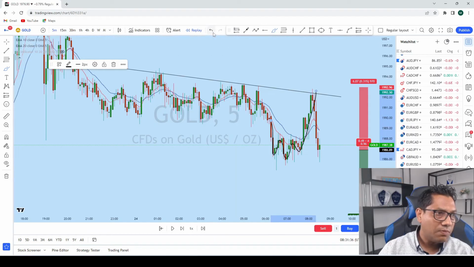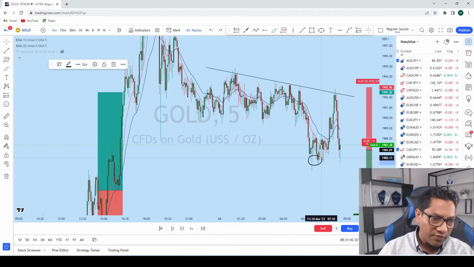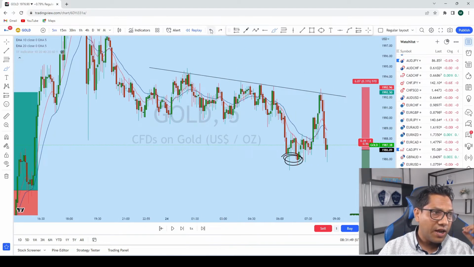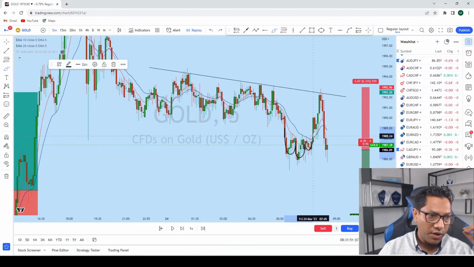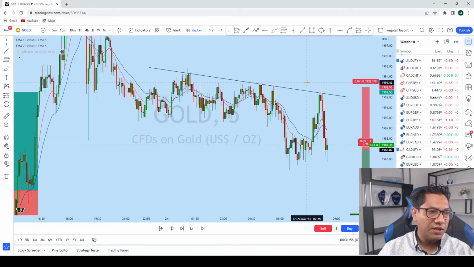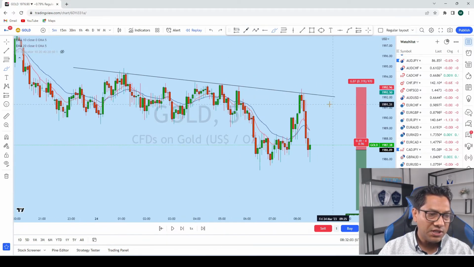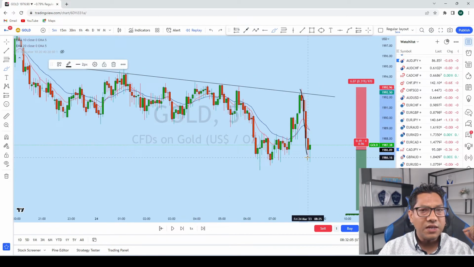Now once the market formed this inverted head and shoulder, that means it grabbed liquidity from this support and the price is supposed to break to the upside. An inverted head and shoulder means it's reversing from here, but what happened is that the gold price could not break this high. Instead it stopped here, okay, respected the resistance, and then immediately broke to the downside.